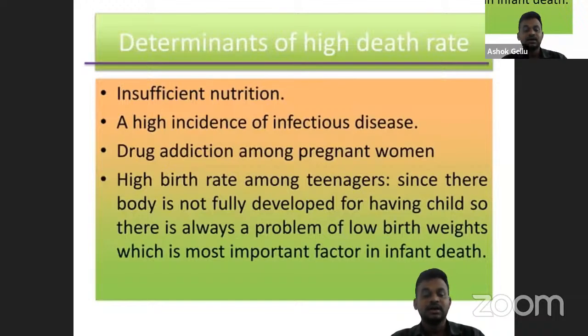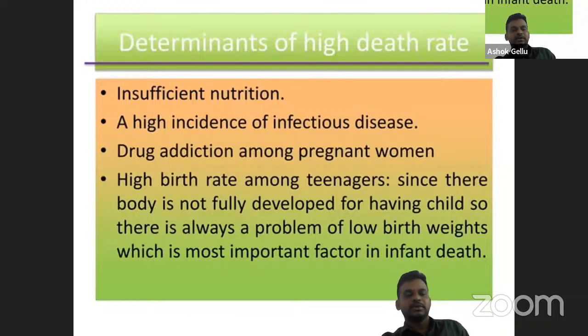Different diseases are causing high death rate and low birth rate. Drug addiction among pregnant women. Different drugs are being taken by women nowadays. In urbanization, many women are taking different drugs. They become addicted to these drugs, and it leads to a high death rate among women in births.